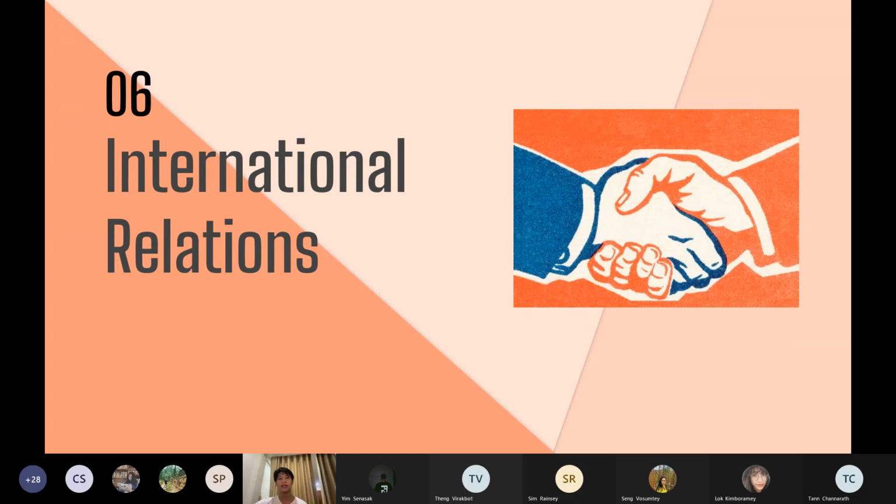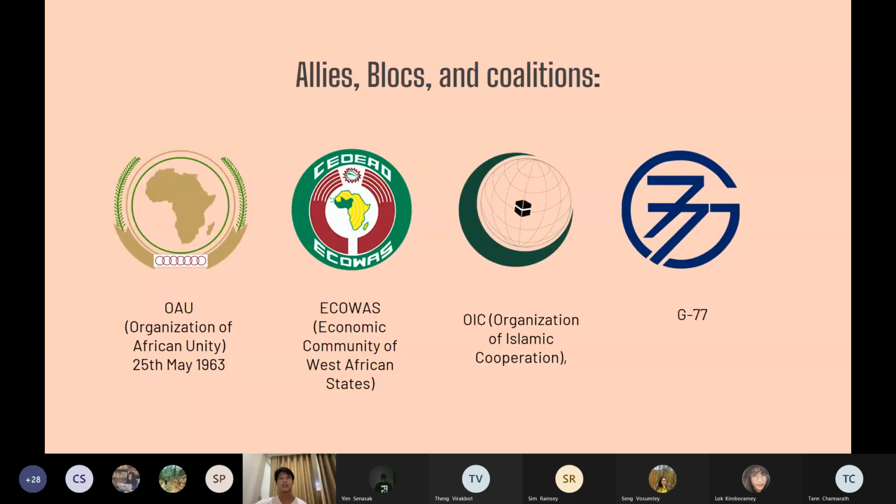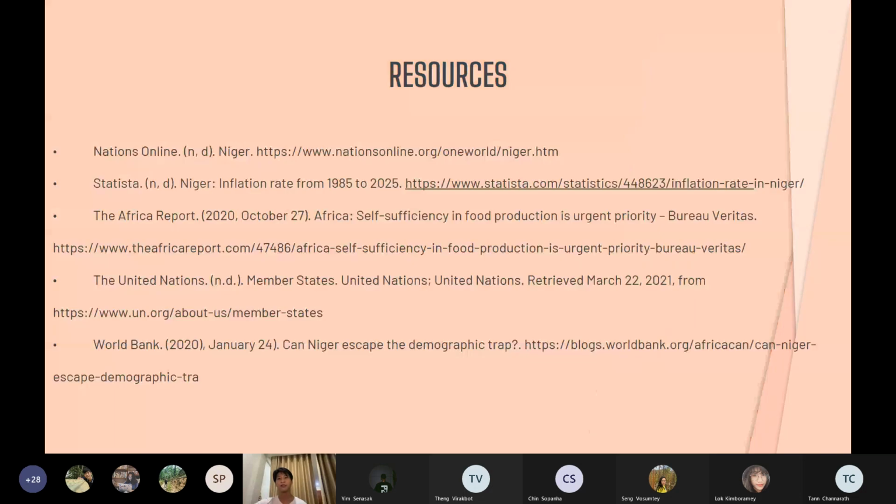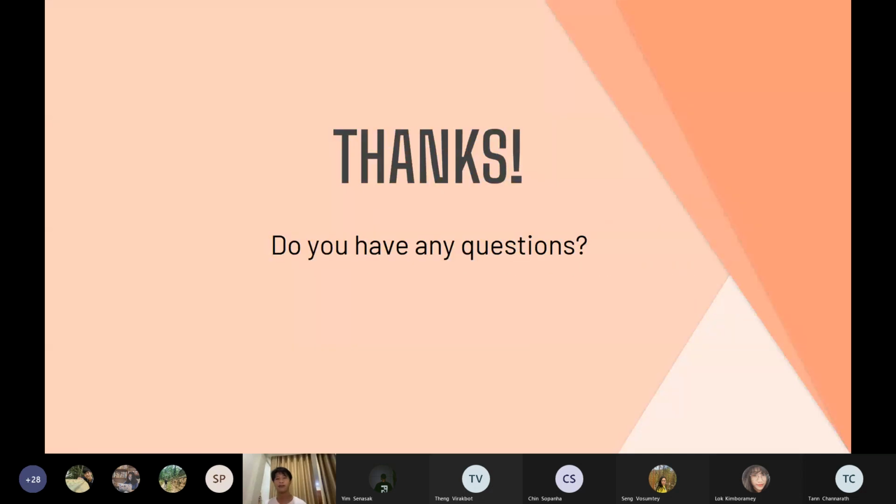The last part is international relations. For the blocs, we have ECOWAS, OIC, G20, and besides this we also have WTO, IMF, WHO, and so on. Niger has been involved with the UN since 1960, and currently we are a non-permanent member. On the division between North and South, Niger is an LEDC, a less economically developed country. So this is the end of our presentation.